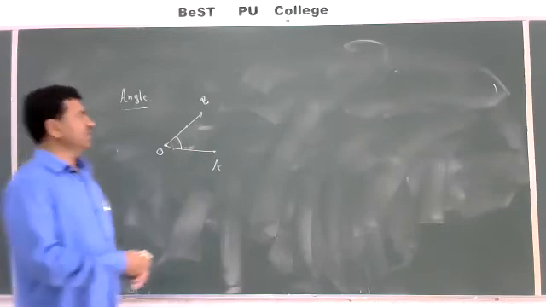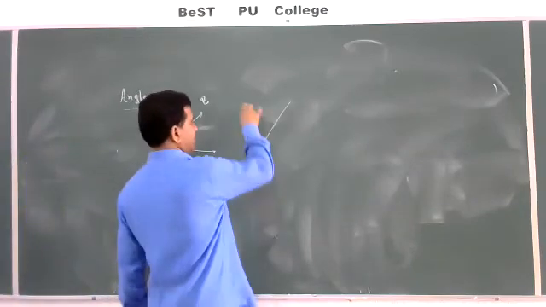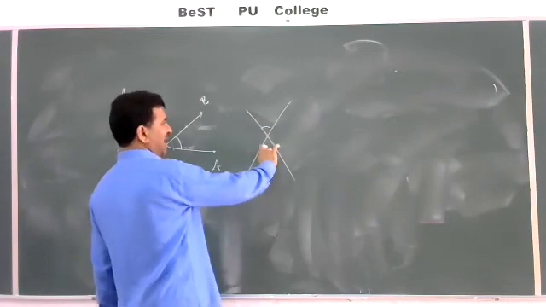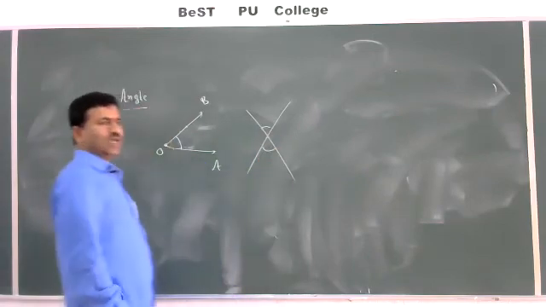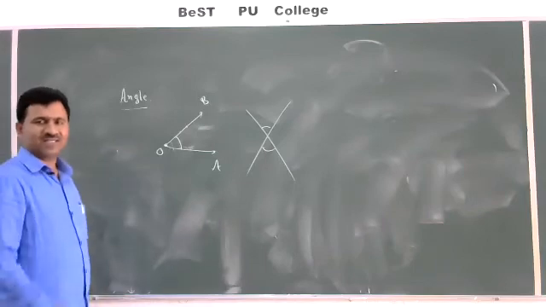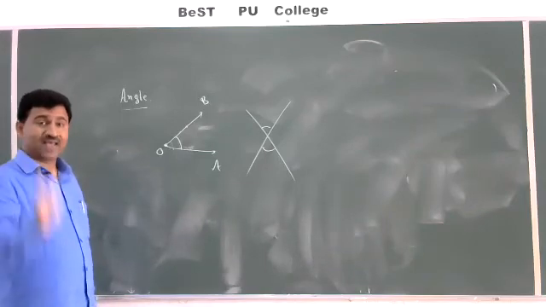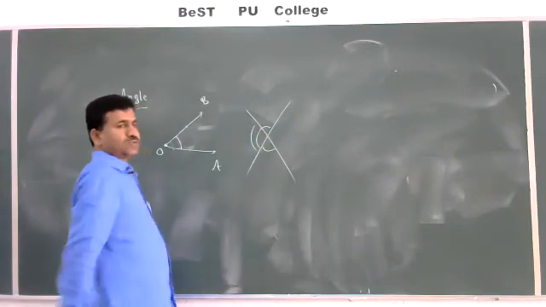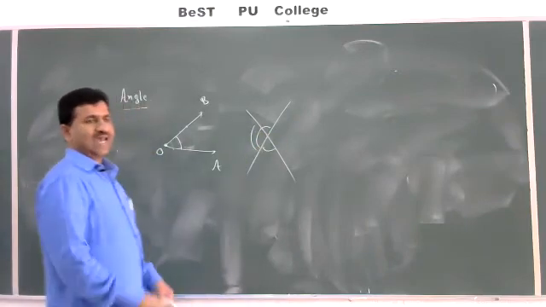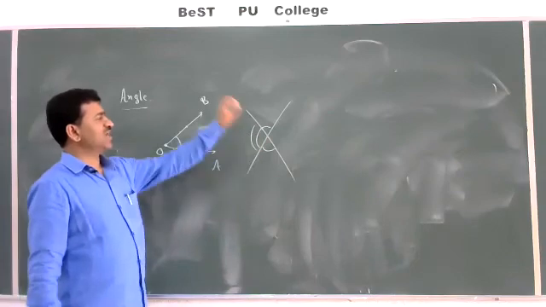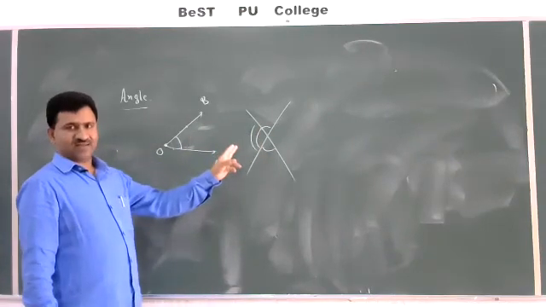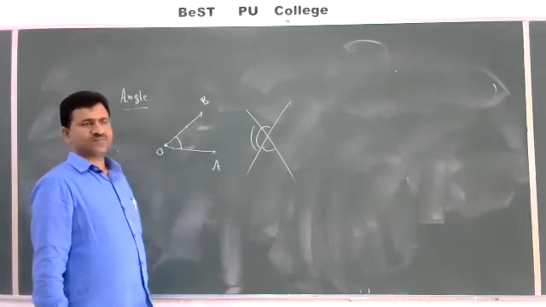If we are taking two line segments, we can use the same definition, but the angle between two lines or two line segments is not one angle, it is two angles. One is acute, another one is obtuse. Note this diagram also. The angle between any two line segments or any two lines is not one angle, it forms two angles.